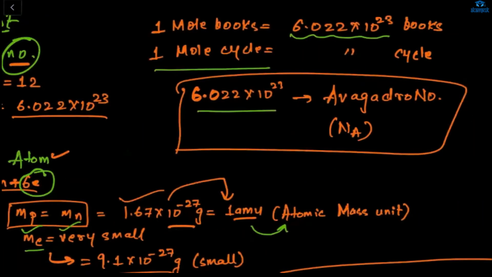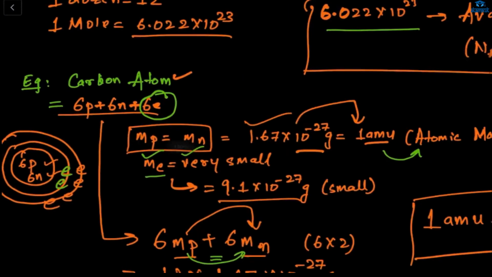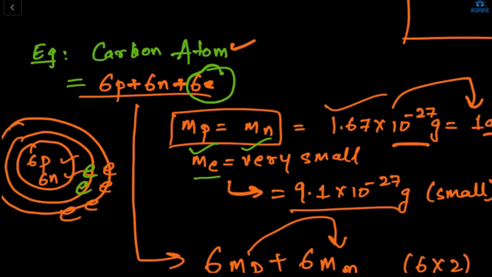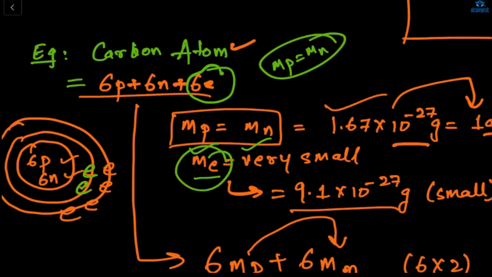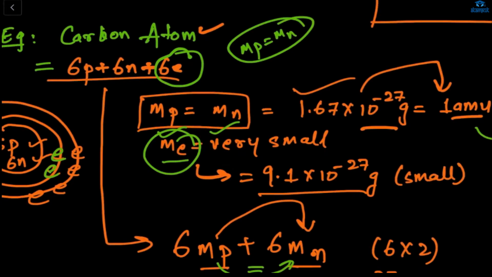This 6.022 is also known as your Avogadro number, and the symbol of this is N A. Okay. So mass of proton and mass of neutron is equal every time, but we will not consider the mass of electron. Why? Because the mass of electron is very small, about 9.1 into 10 to the minus 27. It's very small. So we will not consider the mass of electron. Only we will consider these two masses, proton and neutron.